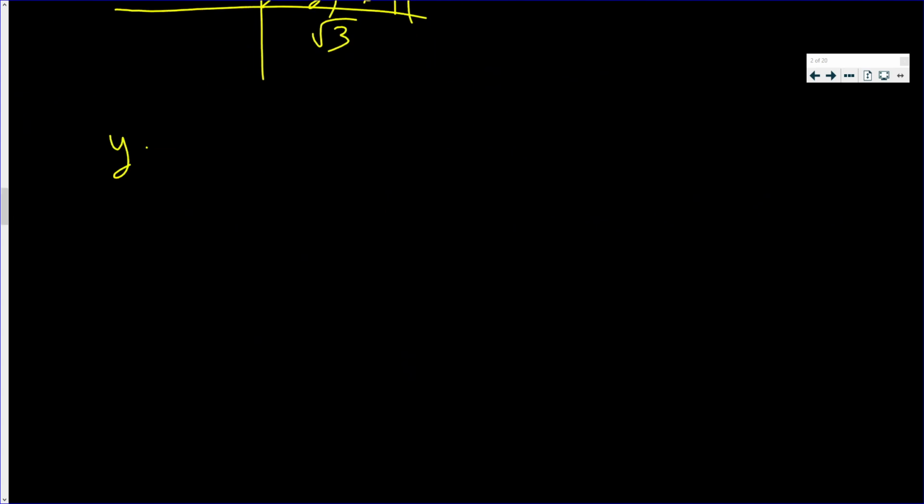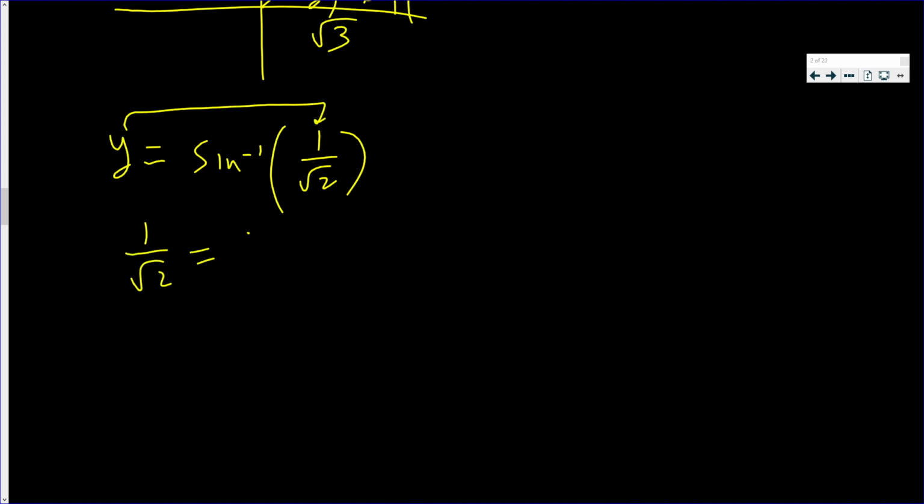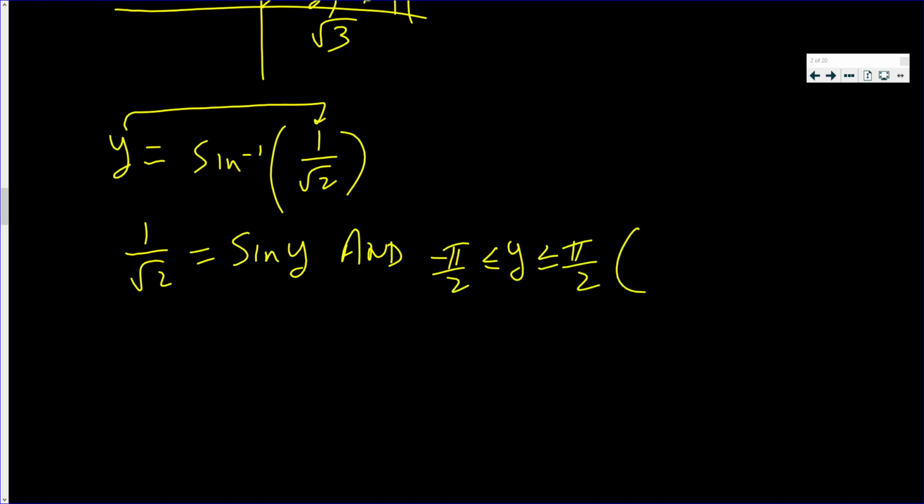Suppose you were asked to solve for y. y is equal to the sine inverse of 1 over square root of 2. Well, any day of the week you can interchange these two. But then you better add the statement that y for sine inverse is between negative pi over 2 and pi over 2. That is quadrant 1 and quadrant 4.